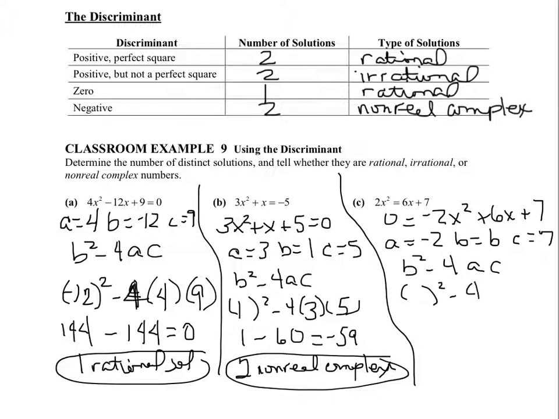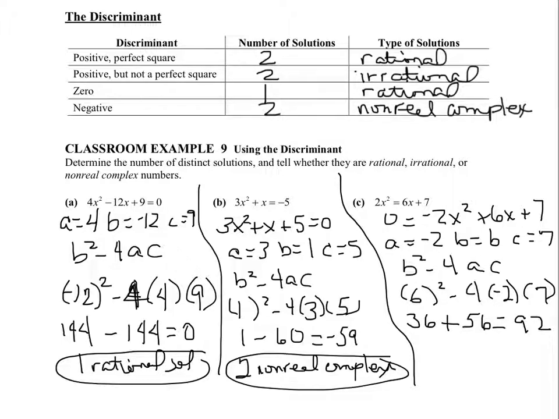So it's time to substitute in. The b value was 6. The a value was negative 2. The c value was 7. So if I square the 6, that's 36. And then a minus 4 times a negative 2 times a positive 7. I have two negatives being multiplied there, which will turn it into a positive. And 4 times 2 is 8, and 8 times 7 is 56. When I add those together, I get a positive 92.